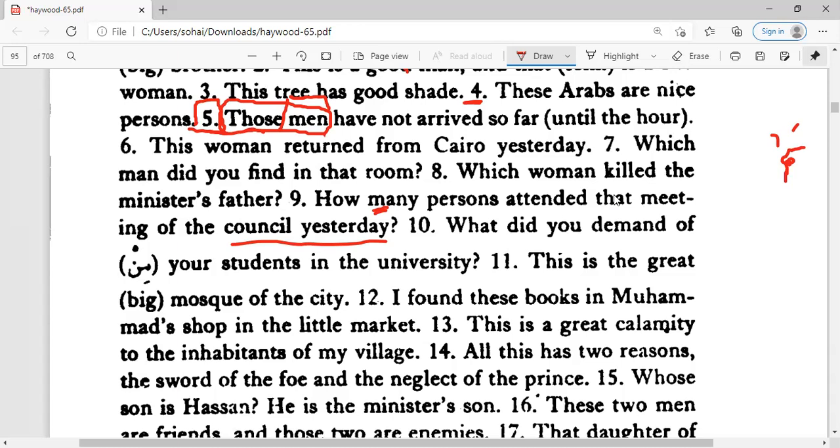Shakhsun is singular, ashkhasun is plural. We said when we use come, the noun after has to be, not masculine, sorry, it has to be accusative singular. So what would it be? Shakhsa. It has to be accusative. Shakhsun is nominative. Come shakhsan.